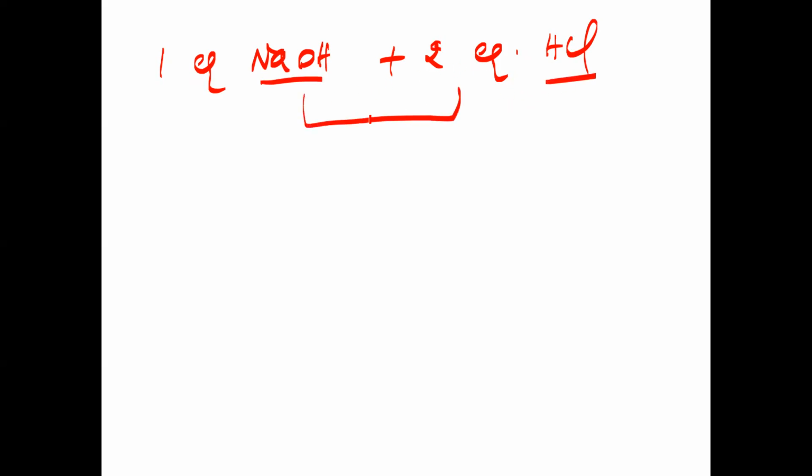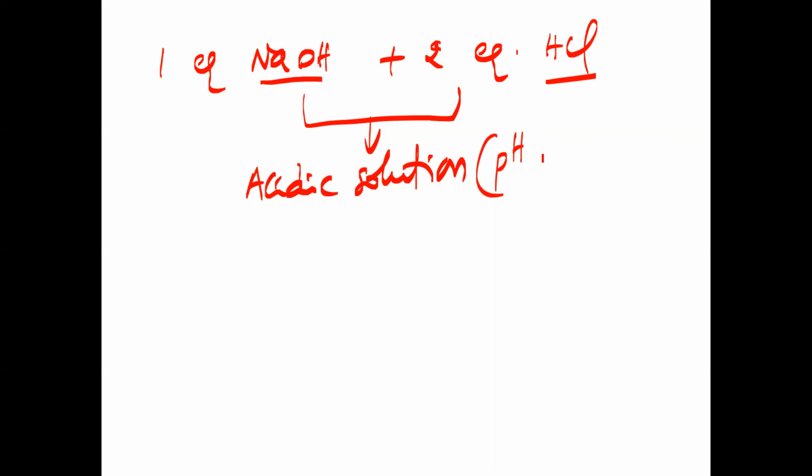Now the resultant solution will be what? Acidic solution. An acidic solution is formed here. Why? The acid is more, the base is less. The number of equivalents of acid is more, the number of equivalents of base is less. So an acidic solution is formed. Whenever an acidic solution is taken, the pH value should be less than 7. And also we say pH value less than 7 we can say, or pOH.